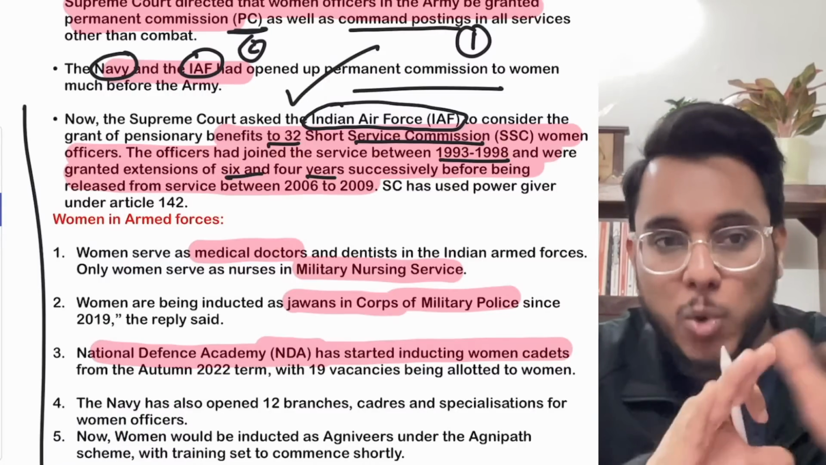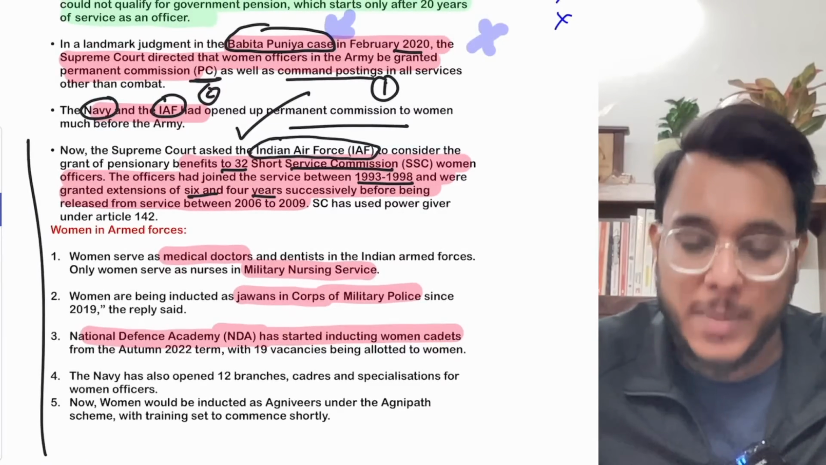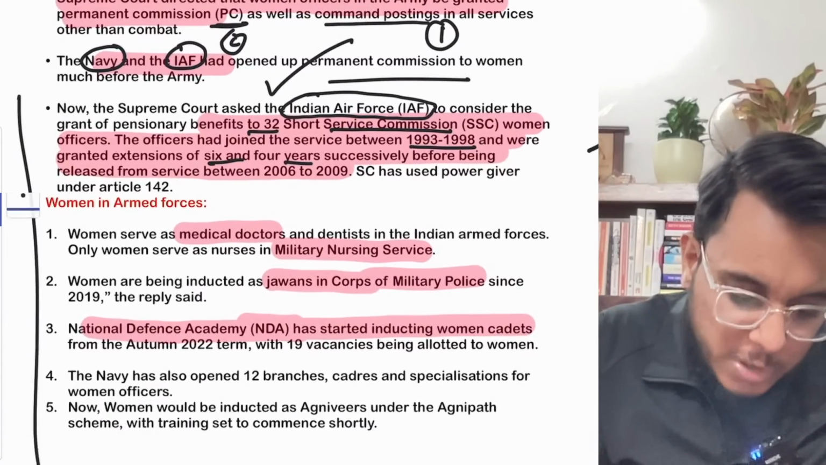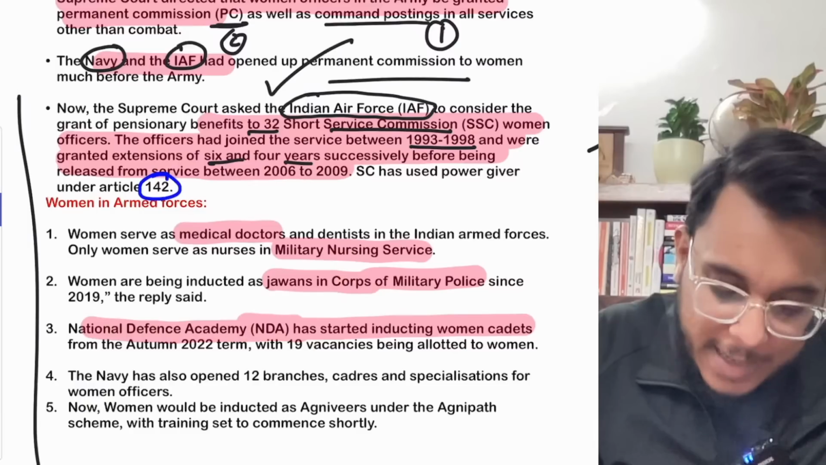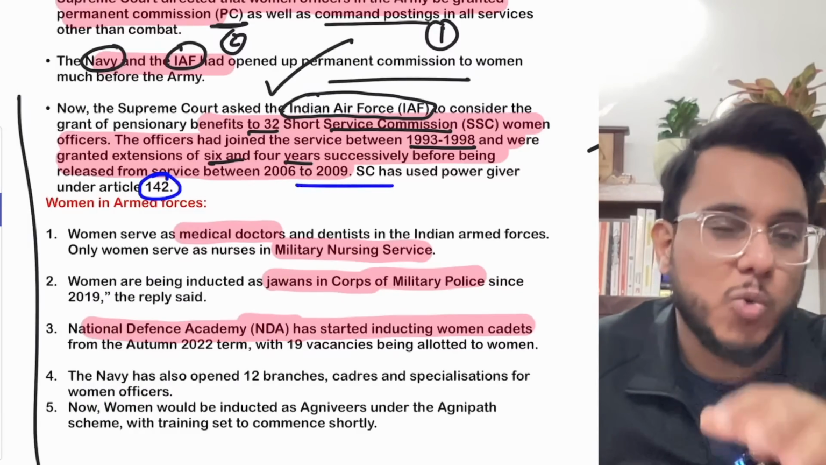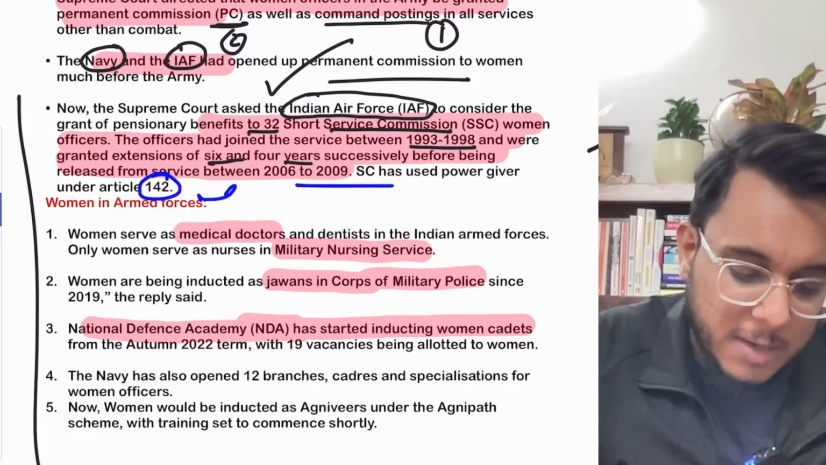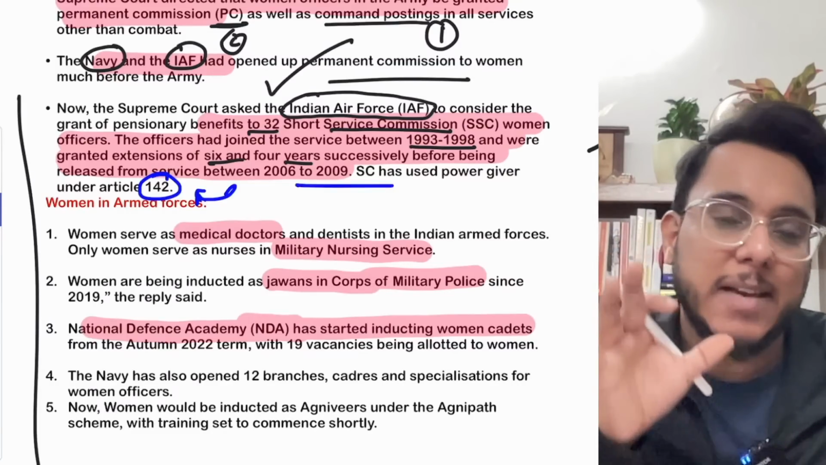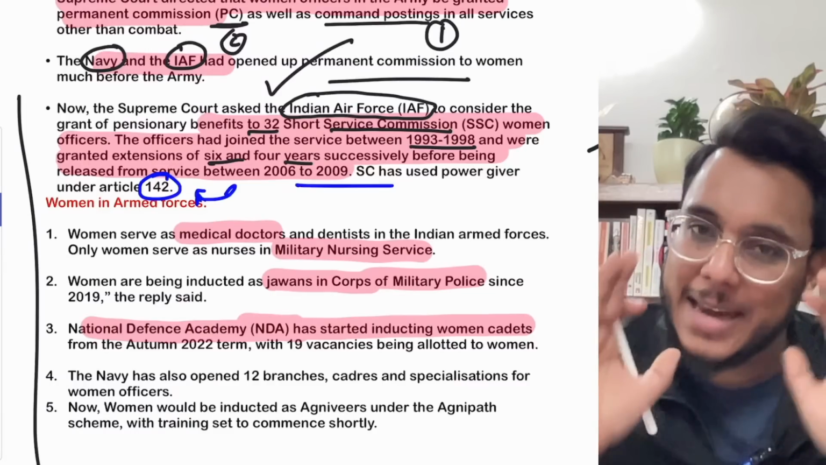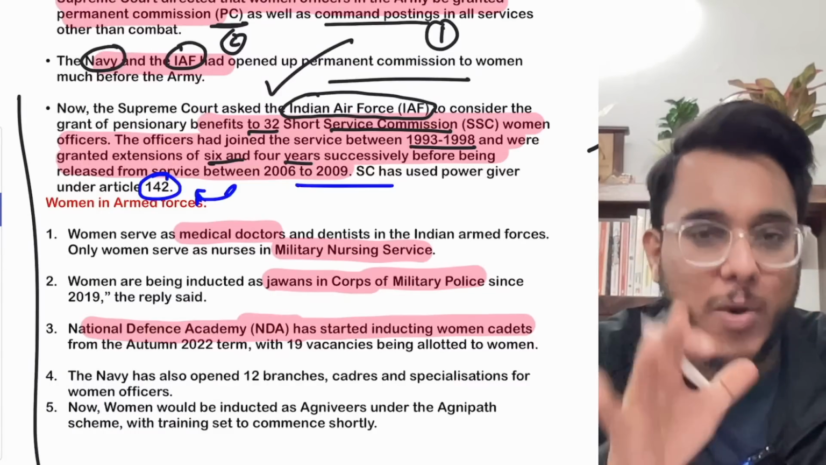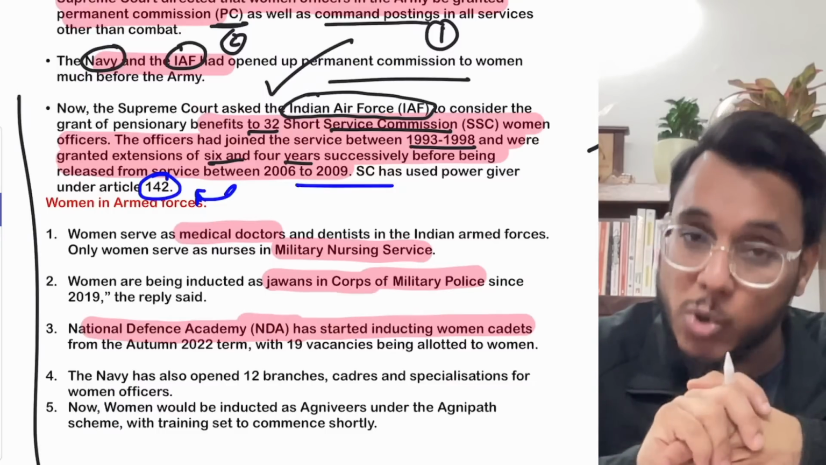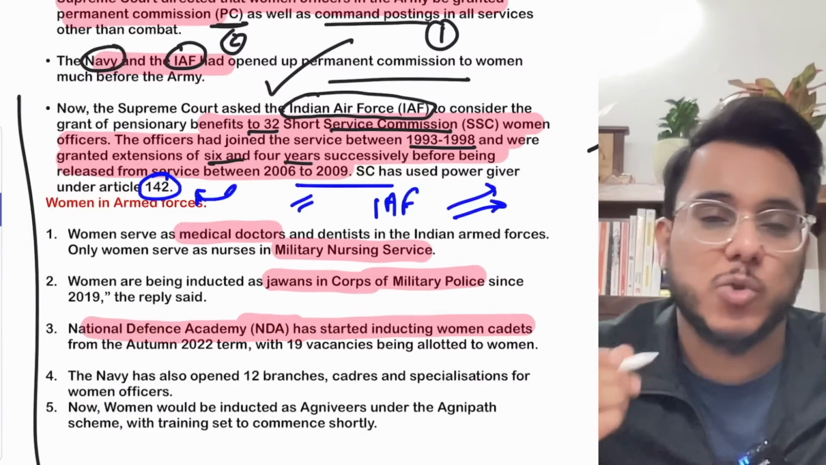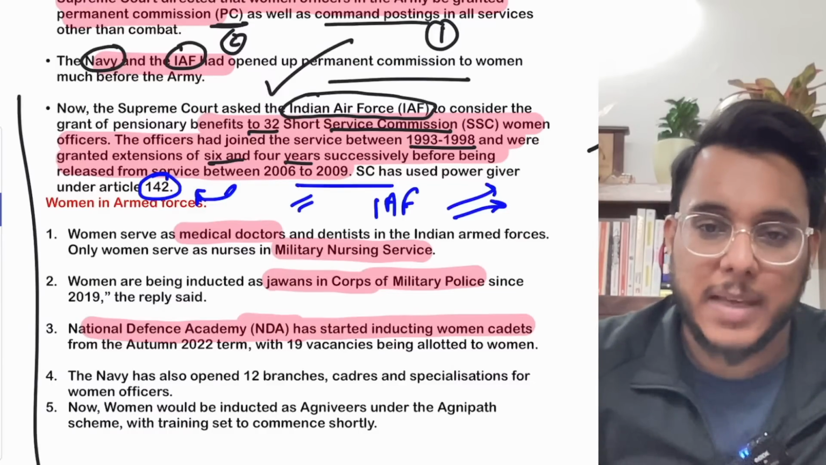So therefore these women approached the Supreme Court and said that we are being discriminated against, the pensions have not been given. Now what did the Supreme Court do? The Supreme Court used Article 142 and provided that the pensions are to be given to these women officers who have served in the Indian Air Force. Now, what is this Article 142? I have told you Article 142 earlier also. Article 142 gives the Supreme Court the power to pass any order, issue any decree in order to do complete justice. So in order to do complete justice, the Supreme Court directed the IAF that you have to give the pensions to these women officers.